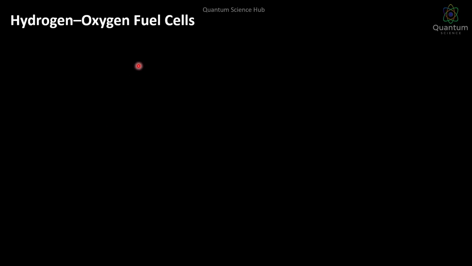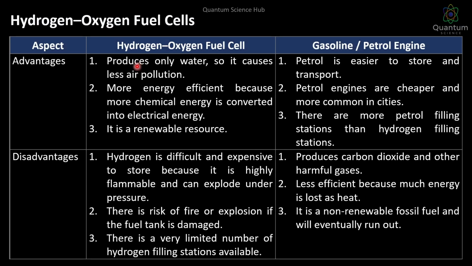Now let's talk about the advantages and disadvantages of the hydrogen-oxygen fuel cell compared with the gasoline or petrol engine. The first advantage of the hydrogen-oxygen fuel cell is that it produces only water, so it causes less air pollution. So that means it is a clean energy. Next, it is more energy efficient because more chemical energy is converted into electrical energy, so it produces more energy. And it is a renewable resource because we have unlimited hydrogen gas in this world.